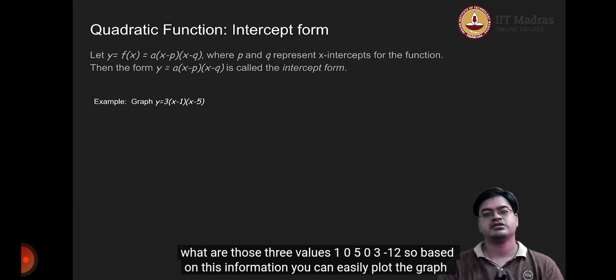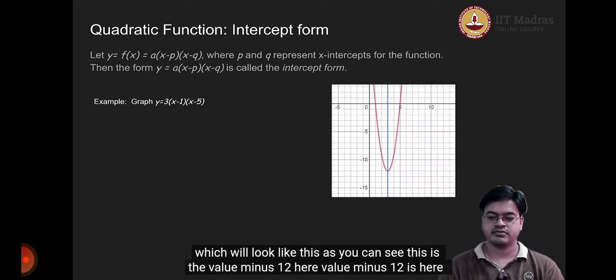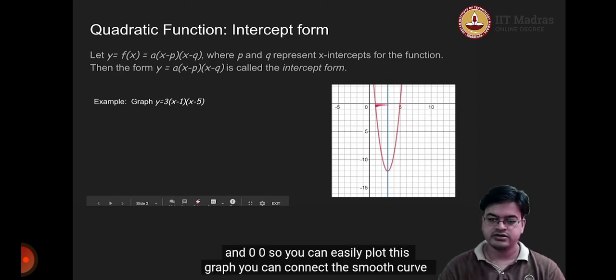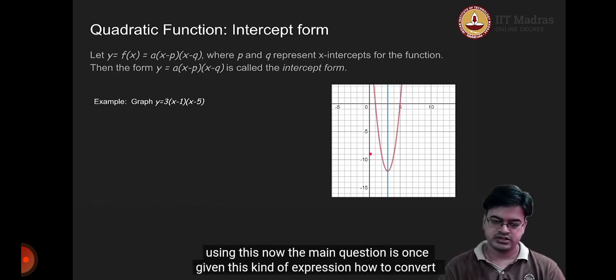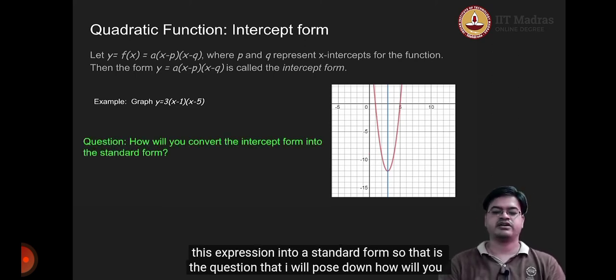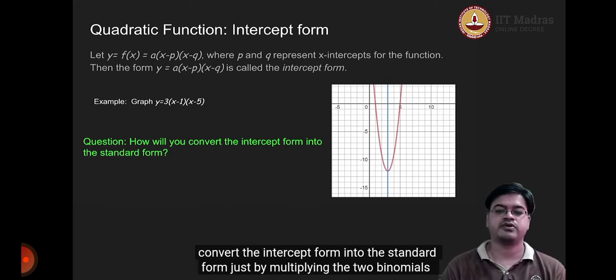So based on this information, you can easily plot the graph, which will look like this. As you can see, this is the value minus 12 here, and the points 0, 0. You can connect the smooth curve using this. Now the main question is, once given this kind of expression, how to convert this expression into a standard form? How will you convert the intercept form into the standard form?